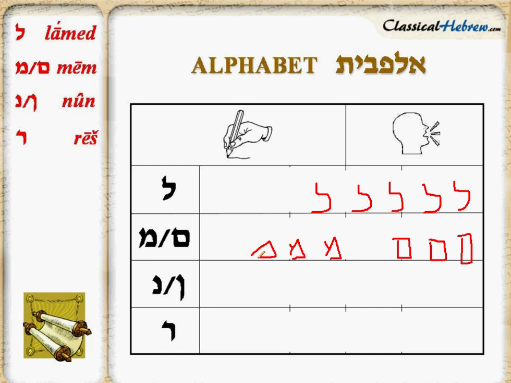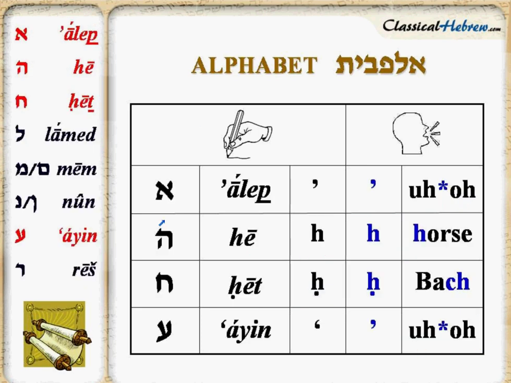Achat, shtayim, shalosh, arba. And final nun is just a long line. Achat, shtayim. And ordinary nun is achat, shtayim, shalosh. 1, 2, 3. And resh, very simple. Achat, shtayim. Okay, now let's talk about this very difficult group.